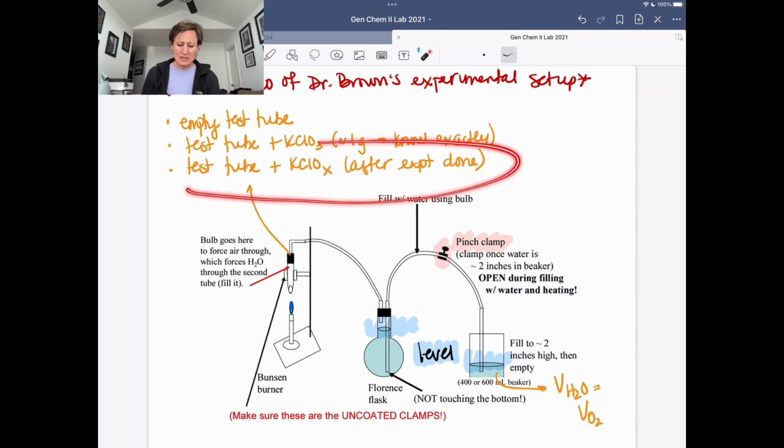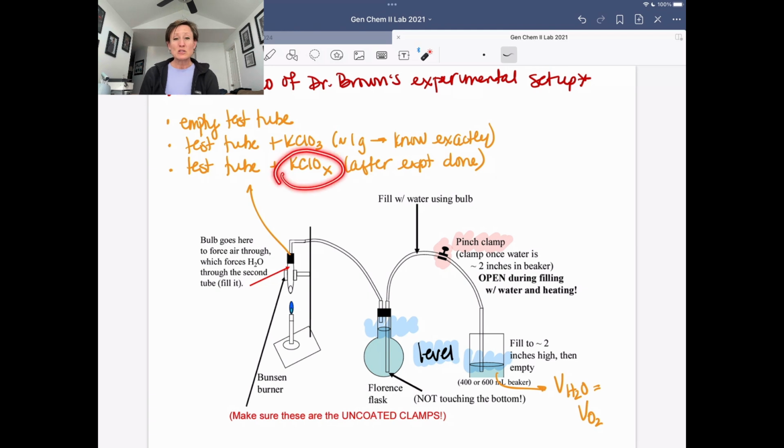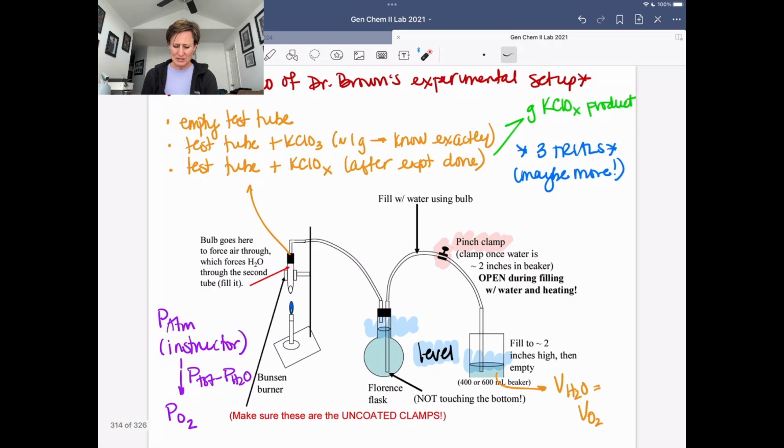And then you're going to do your experiment, and after the experiment's done, you're going to weigh that test tube assembly again. Now we don't know exactly what the potassium salt is that's in there, but looking at the difference between these two data points, you are going to be determining the mass of the salt that you generated. Another piece of data that you're going to acquire is the volume of water that's displaced as oxygen is liberated and pushes the water out of this system. In that way, the volume of water is going to be a proxy for the volume of oxygen gas that's liberated.